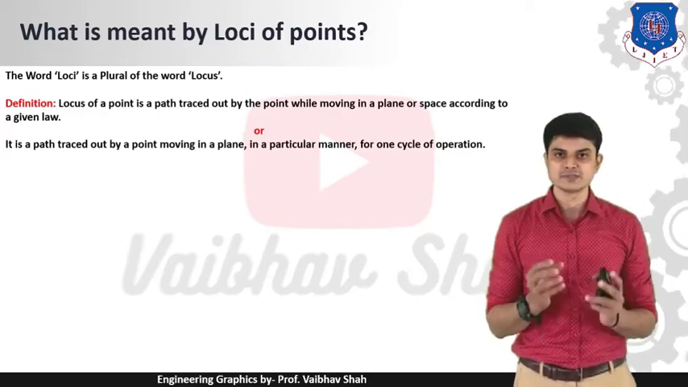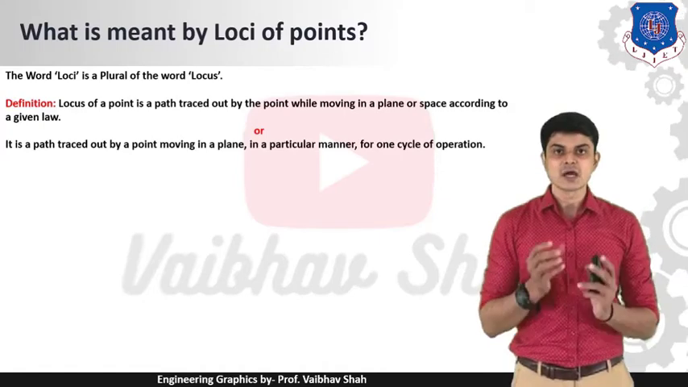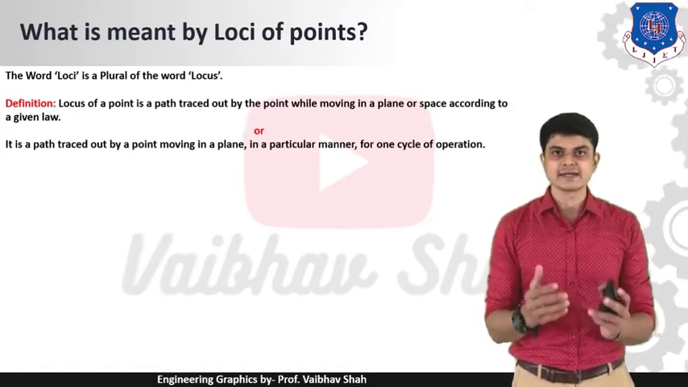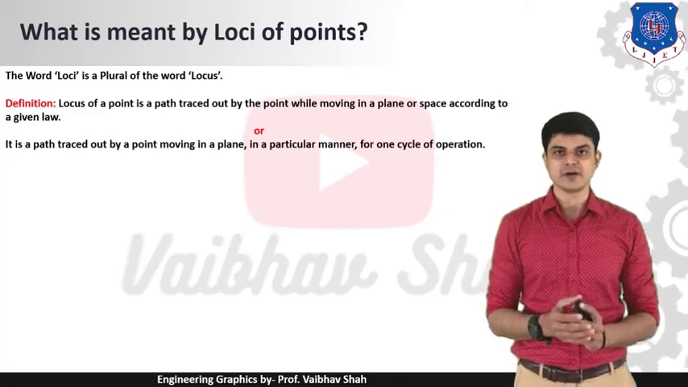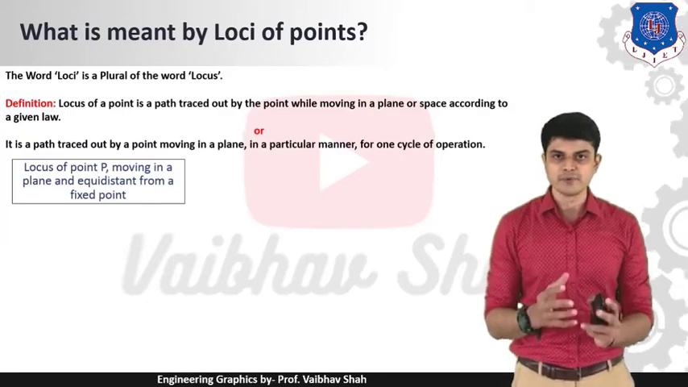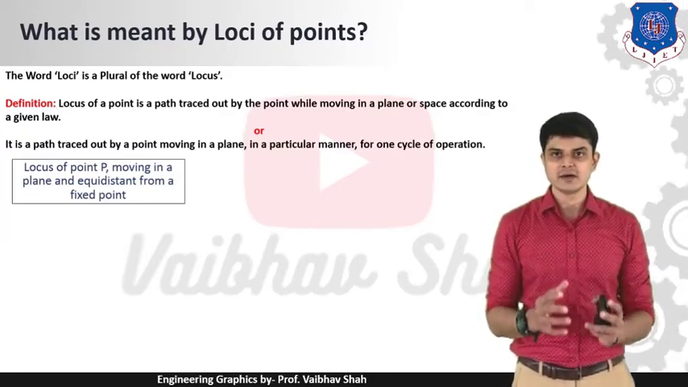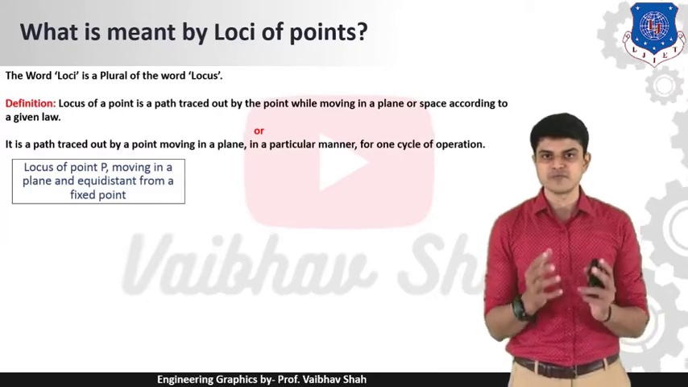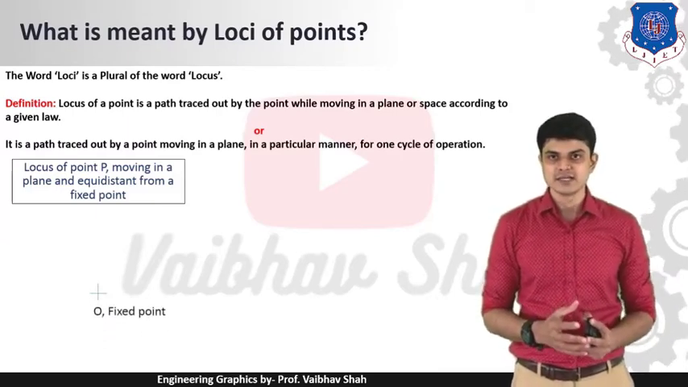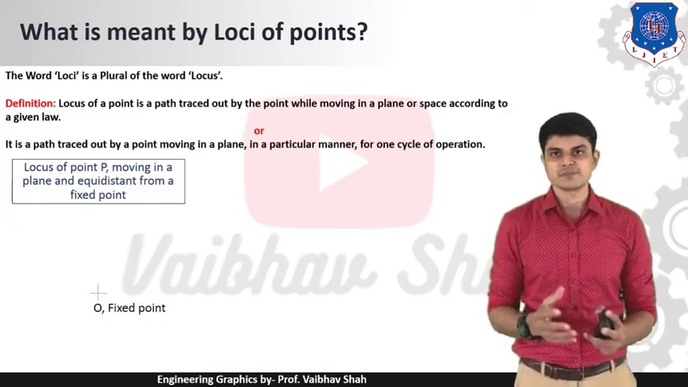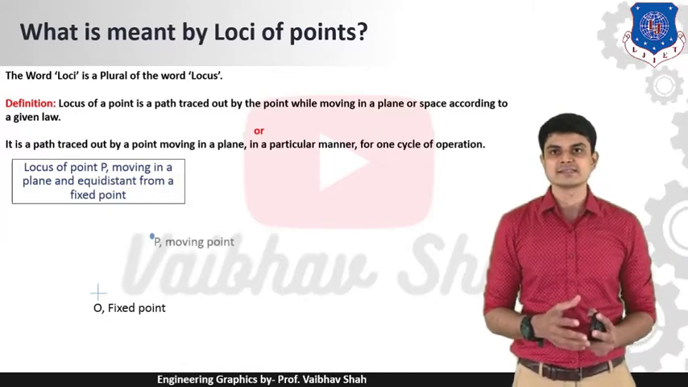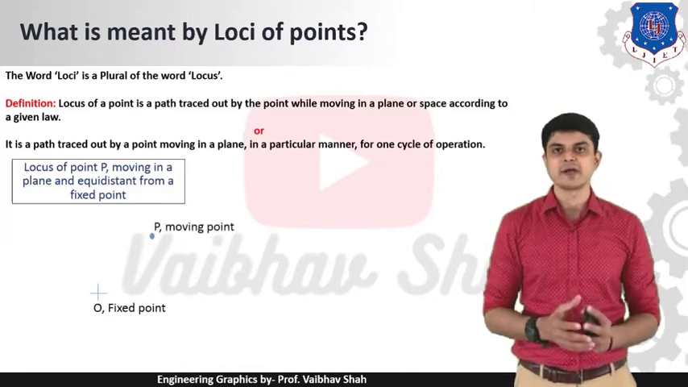In very easy words, you can say a group of points, when connected or joined by a line, constructs the loci of points. So let us understand the first thing. Locus of point P moving in a plane equidistant from a fixed point, or you can say a center. So let us take a fixed point like this. This is O, your fixed point, and we have another point P at a certain distance away from your center point O.